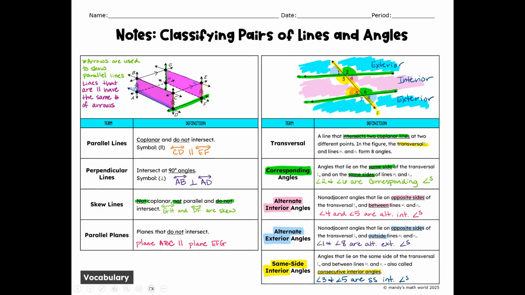And so you can see that I have abbreviated a lot of these terms, and you can do that whenever we get into proofs and stuff like that. Just any kind of reasoning where you have to justify it with the vocabulary term or the theorem or the postulate. So you can say, alternate interior angles. Okay, you can abbreviate it.